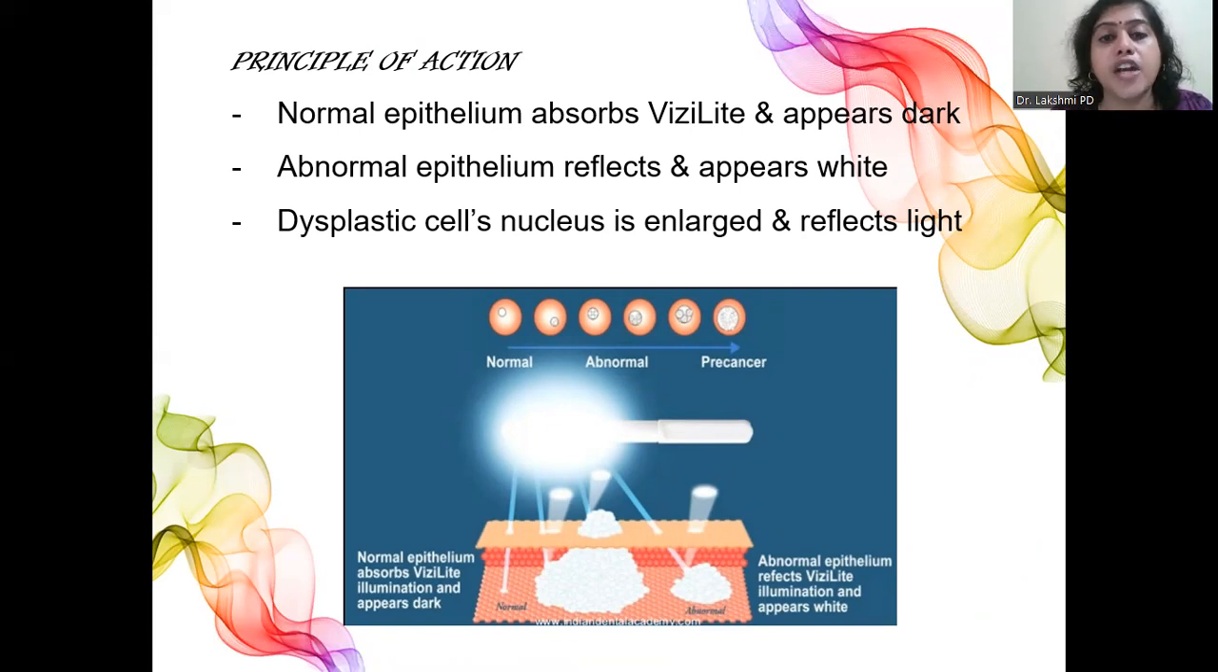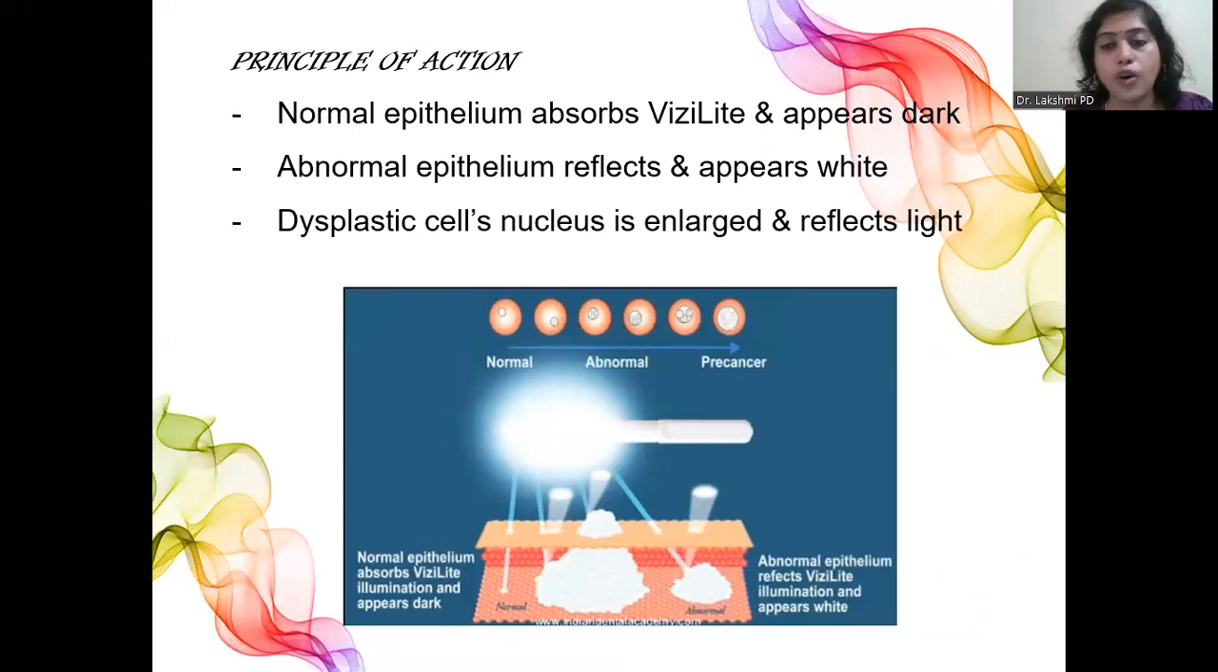So because of that enlarged nucleus, it is able to reflect the VC light, and those areas where there is any sort of dysplasia will appear bright, and that is the area which is supposed to be subjected to further investigations like your biopsy. Kindly keep in mind, biopsy is ultimately your gold standard for investigation in oral cancer.